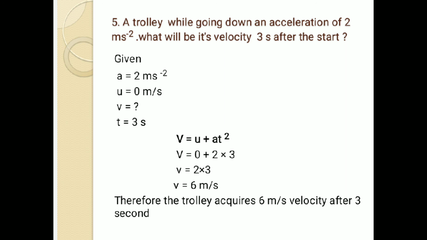The final velocity we have to find out, and the time they have given is 3 seconds. So we can use the first equation of motion itself because they have given everything. v is equal to u plus at. v is equal to 0 plus 2 into 3. So 2 into 3 multiplied will become 6. So 6 meter per second is the final velocity.